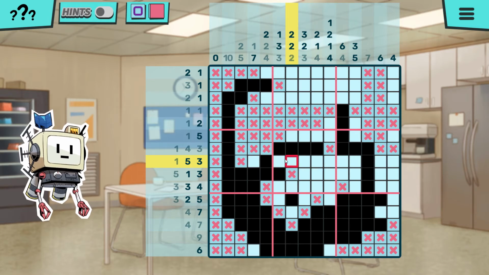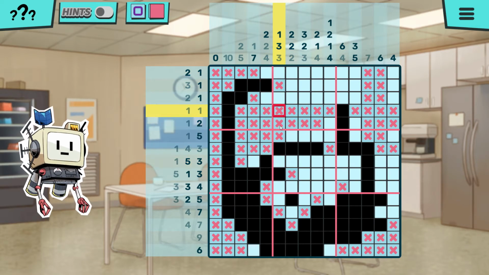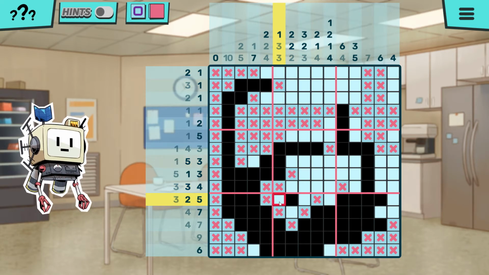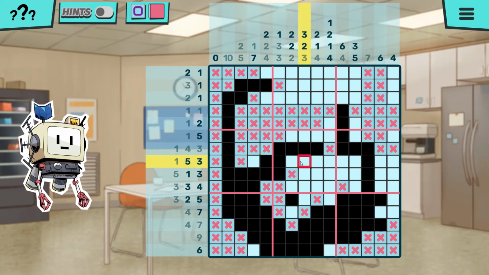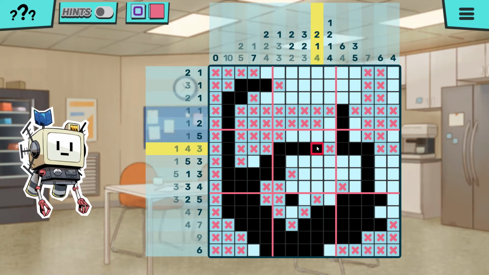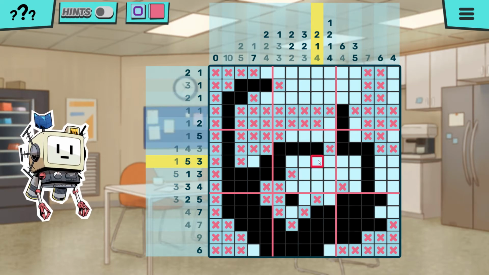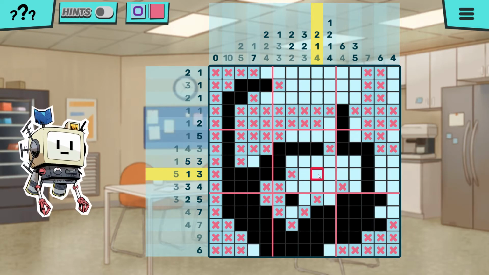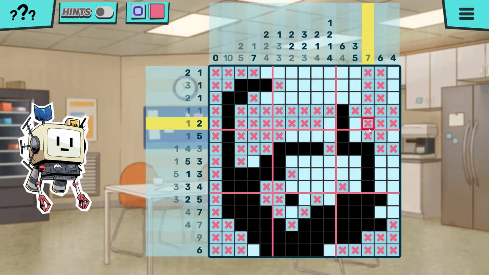Okay. This is a 3, so this needs to be filled out. This is blank. Okay, this... does that have to be the 1? That's a 2. No, it doesn't have to be the 1.